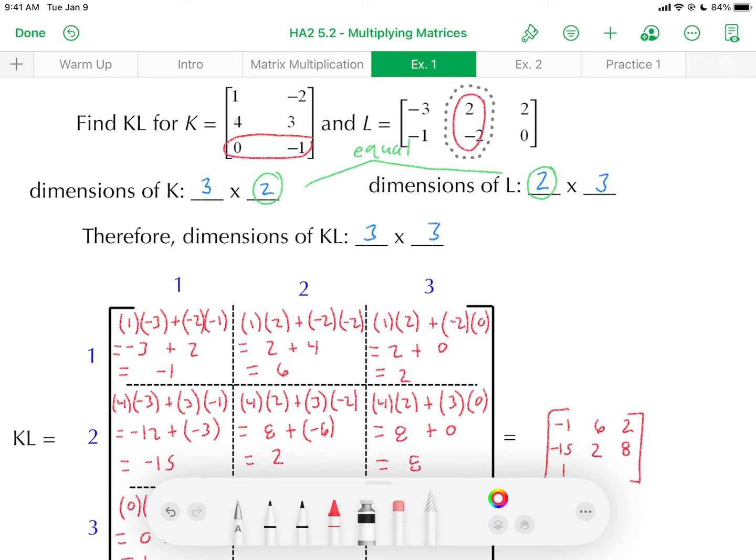Okay, and then we move to third row, second column, 0 times 2 plus negative 1 times negative 2.